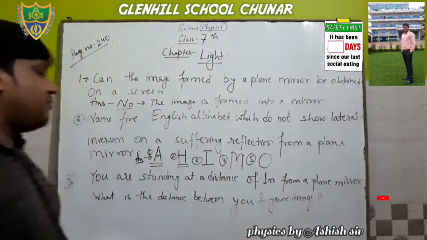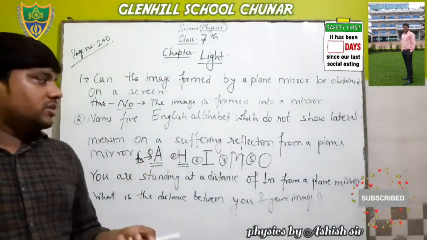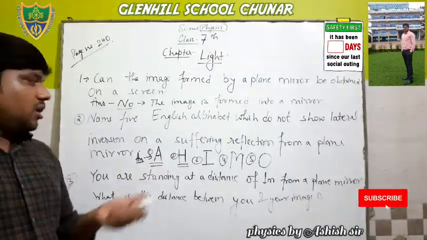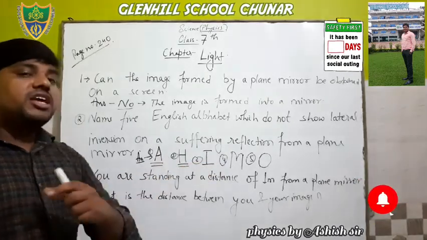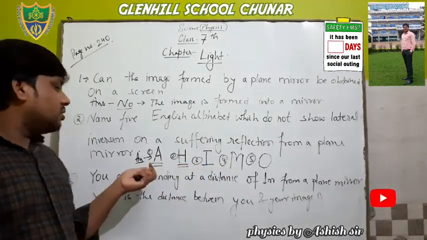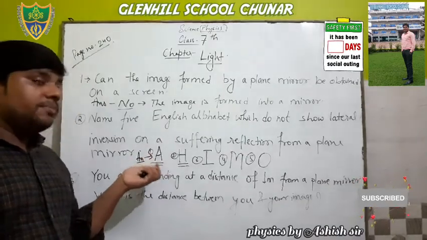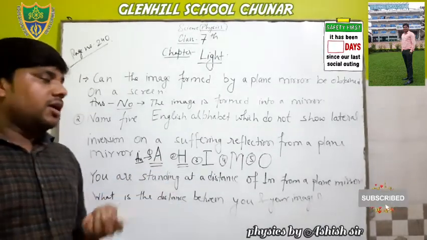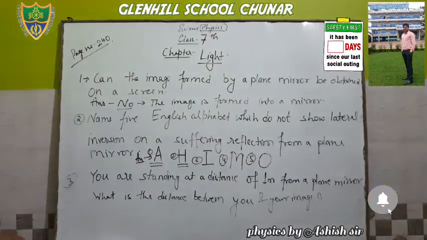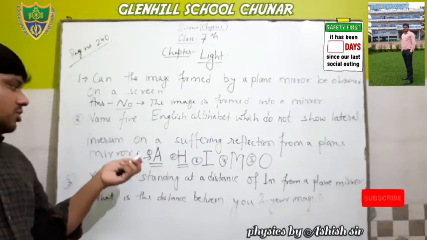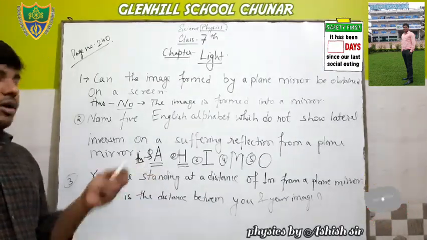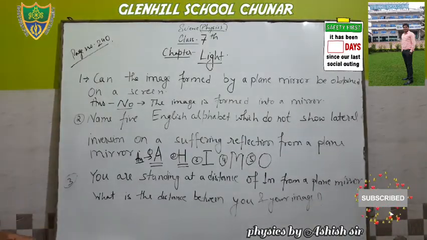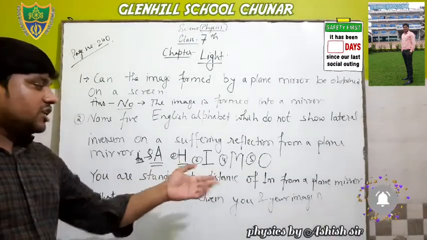So these are the 5 letters, and there are also more than 5 letters which are not affected by lateral inversion. If you see these letters in a mirror, then there is no change in the image of that letter, because they are not laterally inverted in the mirror. Okay, clear?